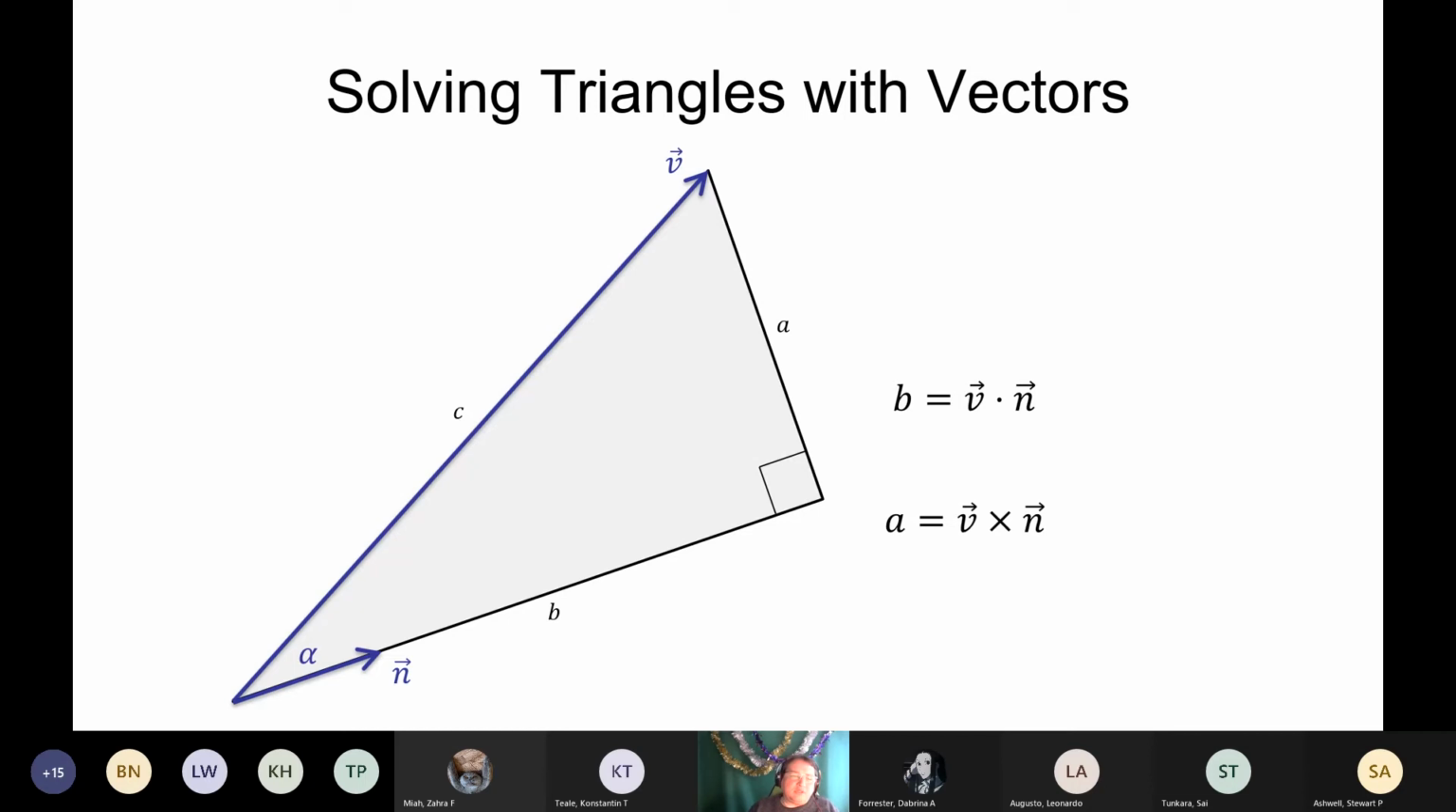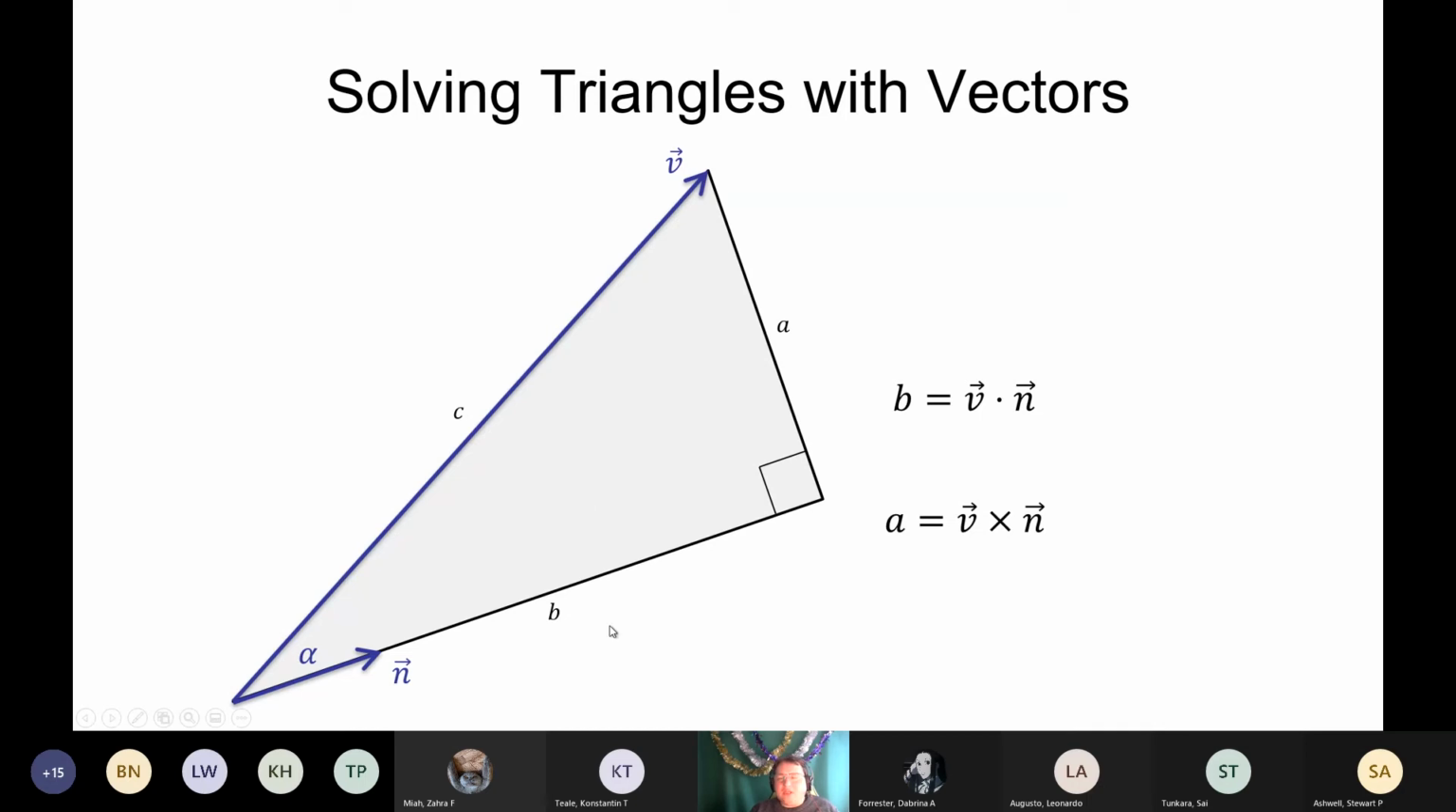Okay, so we have this right triangle with three edges, A, B, and C. A is the opposite, B is the adjacent, C is the hypotenuse. But what's important is that we put here two vectors. One vector V represents the hypotenuse. It has to be a vector that has the same direction as the hypotenuse, and also the same length or magnitude as the length of the hypotenuse. So it has to cover exactly the C edge.